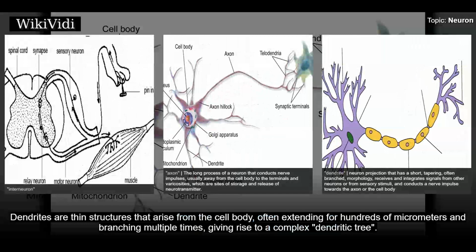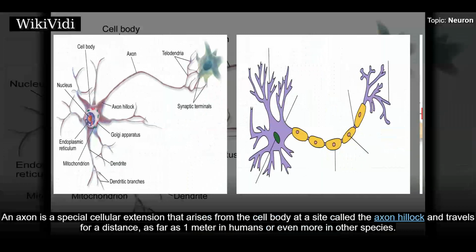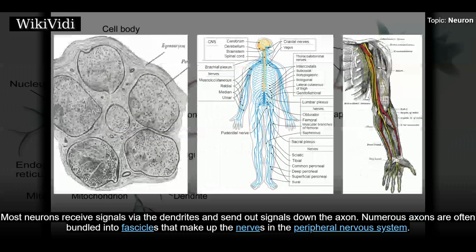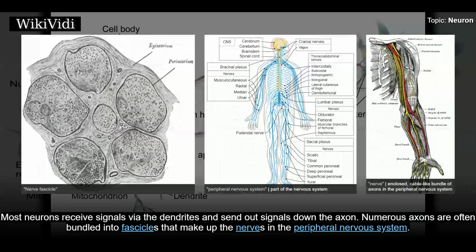Dendrites are thin structures that arise from the cell body, often extending for hundreds of micrometers and branching multiple times, giving rise to a complex dendritic tree. An axon is a special cellular extension that arises from the cell body at a site called the axon hillock and travels for a distance as far as 1 meter in humans or even more in other species. Most neurons receive signals via the dendrites and send out signals down the axon.